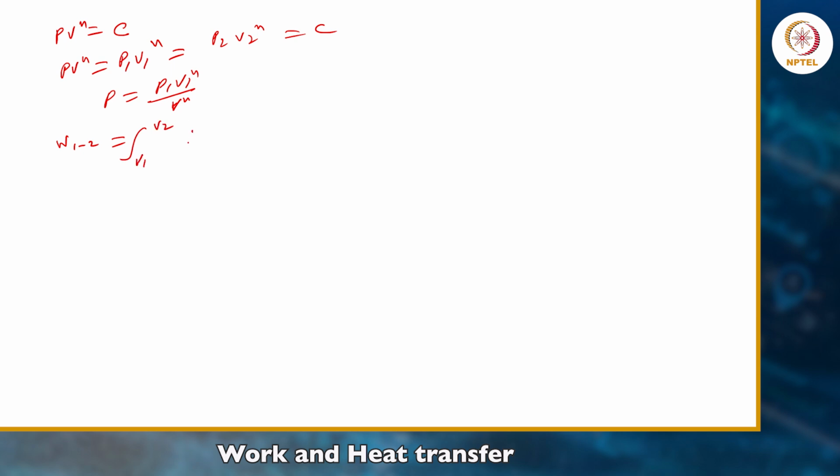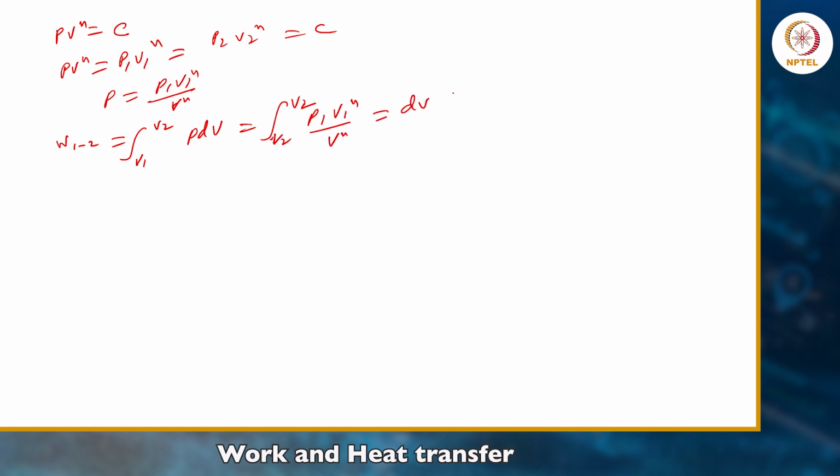If PV to the power n equals C, this is an adiabatic process or polytropic process. Let's assume polytropic. So P V^n equals P1 V1^n equals P2 V2^n equals constant. So P equals P1 V1^n by V^n. So W1 to 2 is the integration from V1 to V2 of P dV.